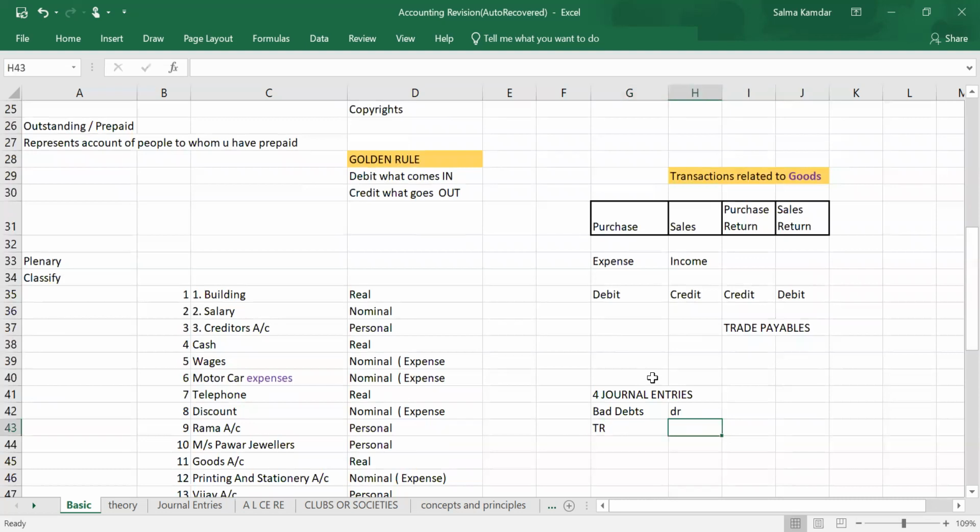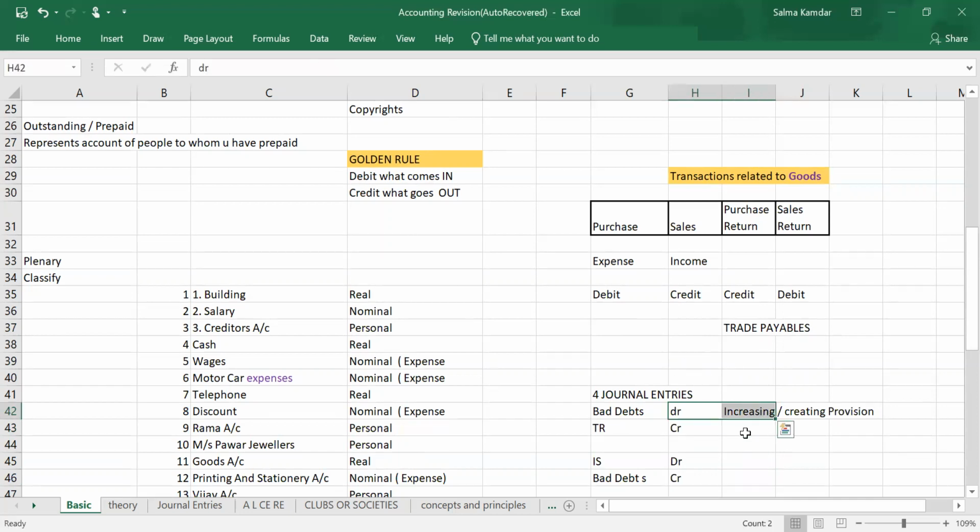Okay. What is the journal entry to transfer the bad debts to the income statement? Income statement debit and bad debts credit. Yeah, bad debts credit. What is the journal entry for increasing or creating a provision? It's going to be the same one, is it? Bad debts debit, trade receivable credit. Income statement debit, bad debts credit.